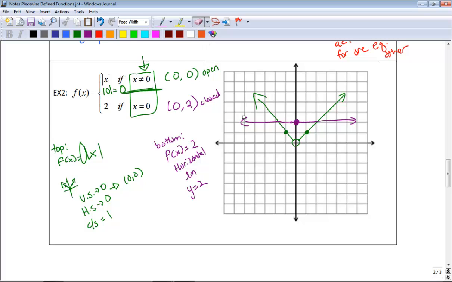So I have to erase everywhere where I don't exist, because again, that equation can only exist over its specified domain. So it was only supposed to be that dot that we had originally put there. So this graph here is the graph of my f of x equals the absolute value of x if x doesn't equal 0, and f of x equals 2 if x is equal to 0.